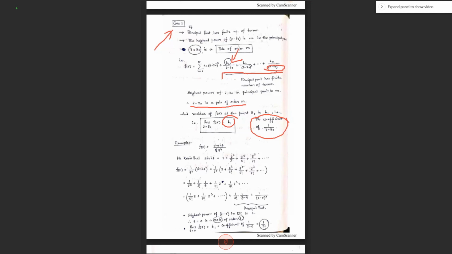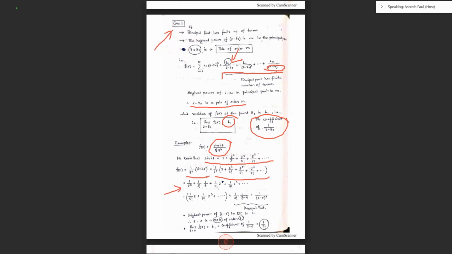Now again we take an example. Here the function is sinh z by z to the power 4. The expansion of sinh z is this. We multiply this expansion with 1 by z to the power 4, and we get this.